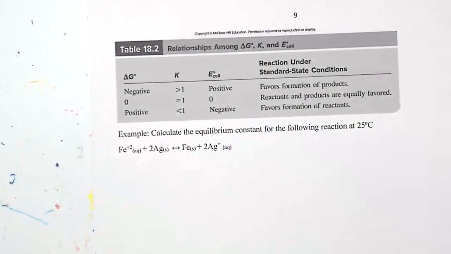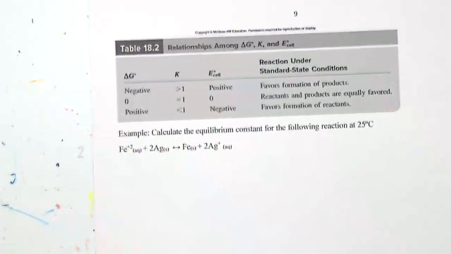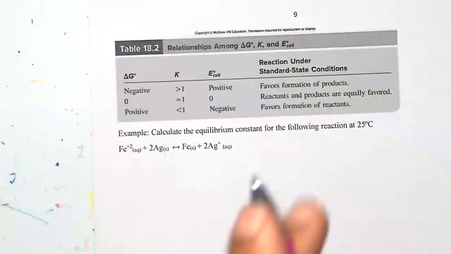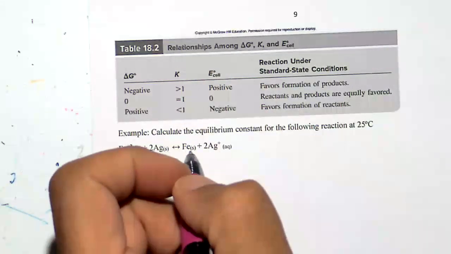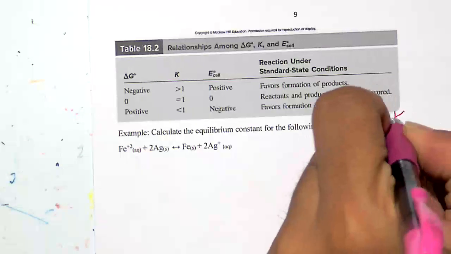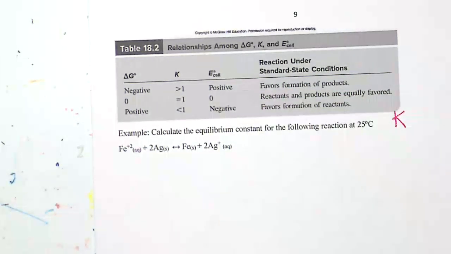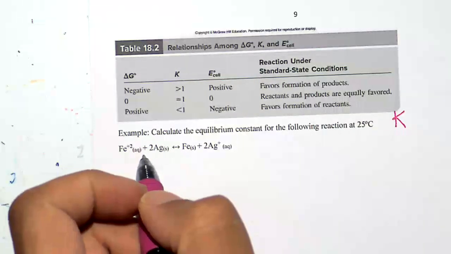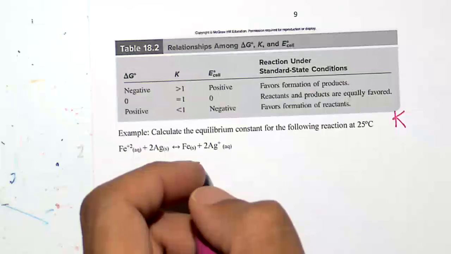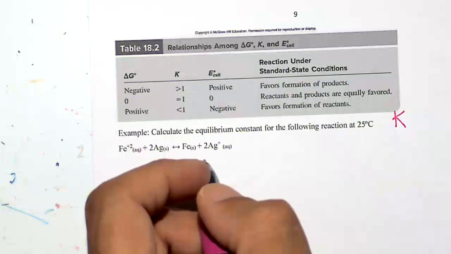All right, let's go over some practice problems here. We'll try to see if we can finish this page, or at least we'll finish the first example. All right, calculate the equilibrium constant for the following reaction at 25 degrees. So we want the equilibrium constant, which is K. And the first thing I'd like to do when I see this equation is split it up.